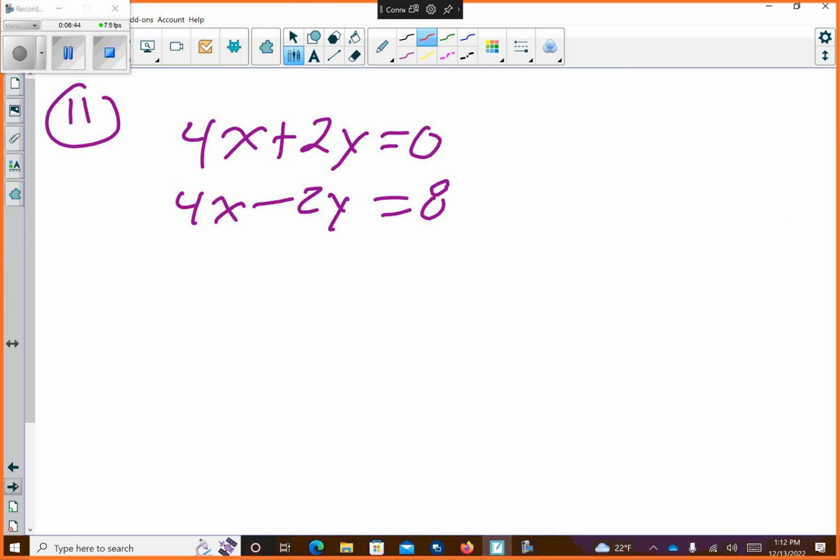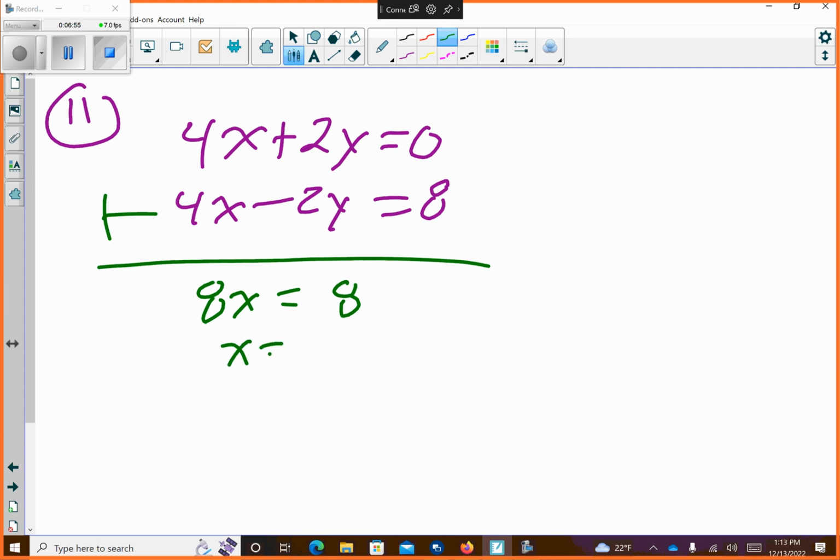Number 11. Anyone see anything fancy about number 11? Yeah, if we add them up, what goes away? The y's are gone. So I get 8x. 0 plus 8 is 8. So x equals 1. There's our first answer.